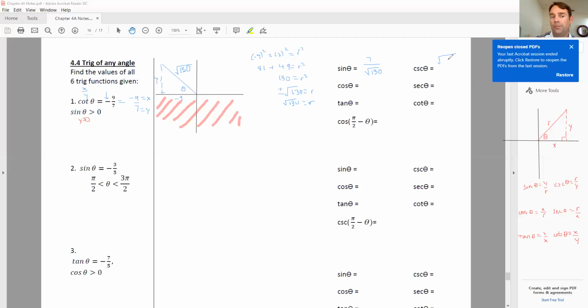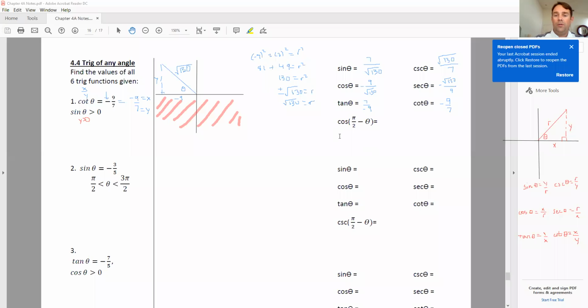Cosecant is the reciprocal. Cosine is negative 9 over root 130. And I could put the negative where I put it. I could put it up at the 9 if I wanted to. It doesn't really matter. Tangent, that is y over x, so 7 over negative 9. Cotangent, well, we were given that one, but it's also the reciprocal of tangent.